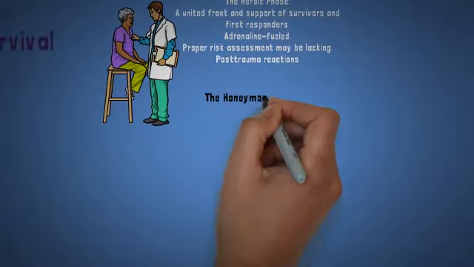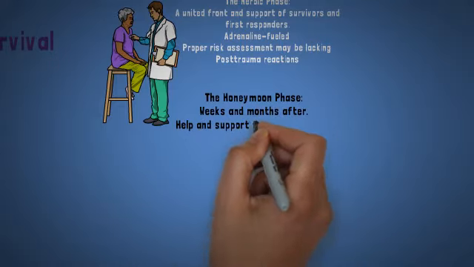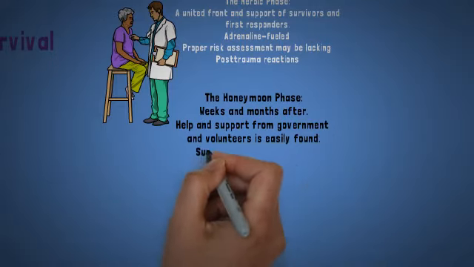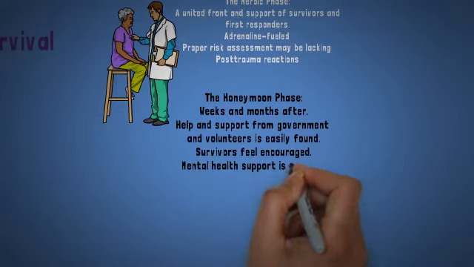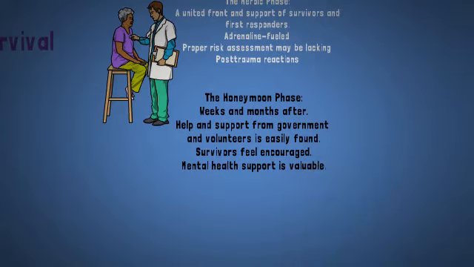The honeymoon phase, the next phase, happens weeks and months after the disaster. Help and support from government and volunteers can be easily found. Survivors feel encouraged, and mental health support is seen as valuable.